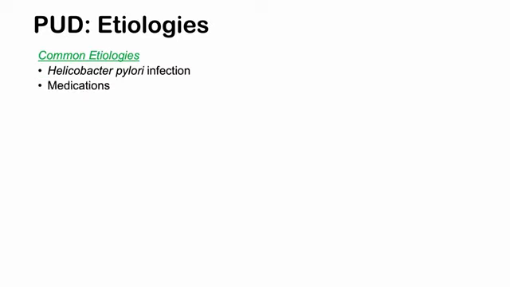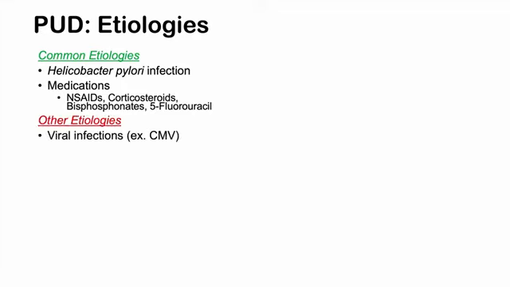Now let's talk about some of the causes or etiologies of peptic ulcer disease. Some of the common etiologies include Helicobacter pylori infection, which is by far the most common cause of peptic ulcer disease. Medications are another important category of causes, and by far the number 1 medication here is going to be NSAIDs, or non-steroidal anti-inflammatory drugs. You can think of things like ibuprofen or Advil. Other medications include corticosteroids, bisphosphonates, and 5-fluorouracil, which is a chemotherapy drug. All of these medications can lead to peptic ulcer disease.